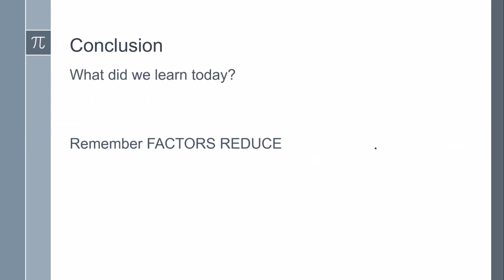So what did we learn today? We multiplied and divided rational expressions. Now everything's the same thing, right? If it's multiplying, you just multiply straight across, reduce where you can. If you're dividing, you have to flip the second fraction. Now it's multiplication. You multiply straight across, reduce where you can.